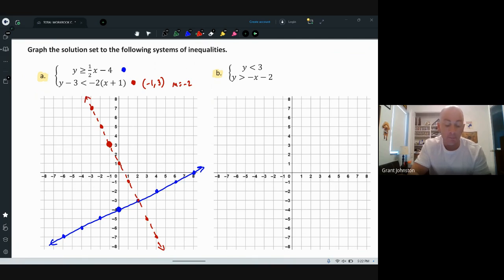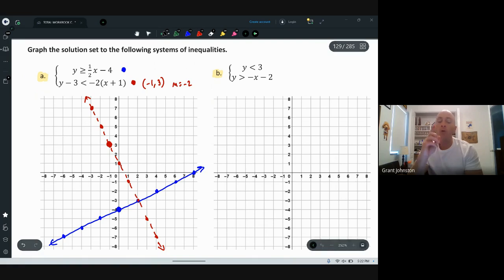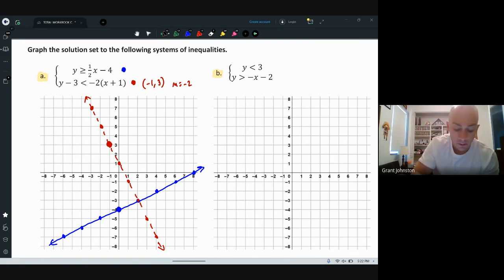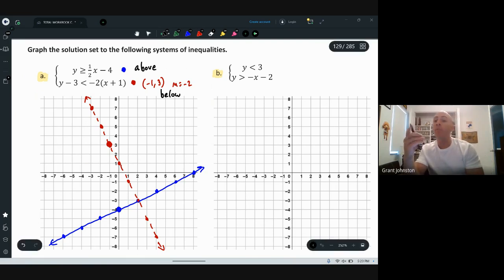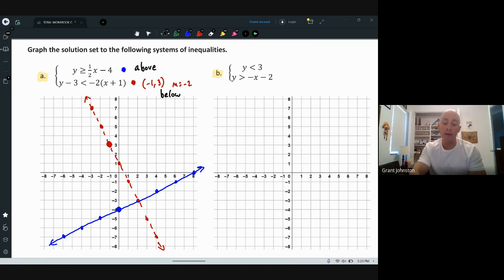Okay, so now both lines are graphed, but the shading is the tricky part. So the question is, where do I shade? Well, it says greater than the blue line, greater than or equal to. So I'm going to shade above the blue line. But this red line, it says less than, so I'm going to shade below the red line. So above the blue line and below the red line would be this region in here.